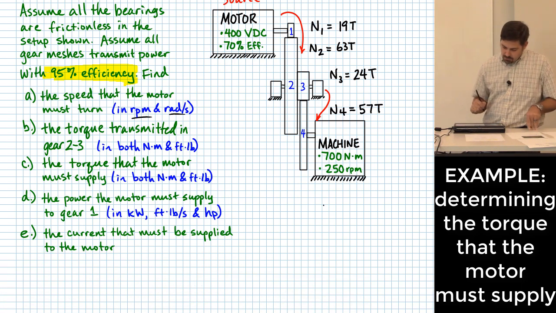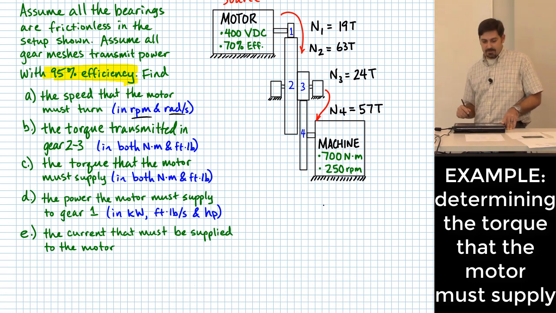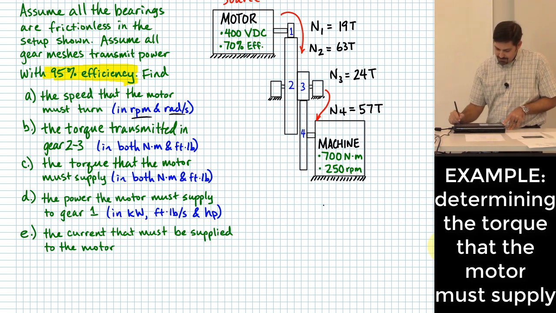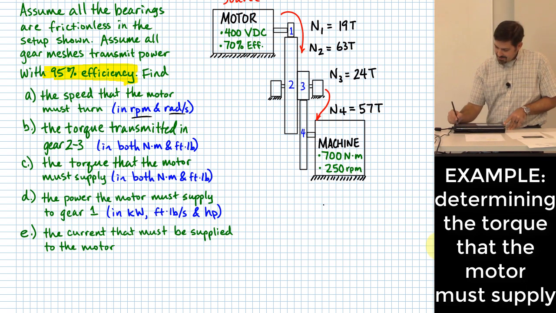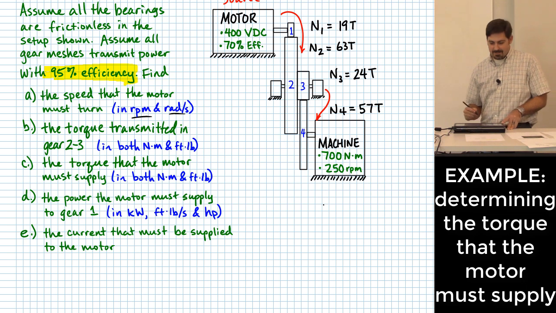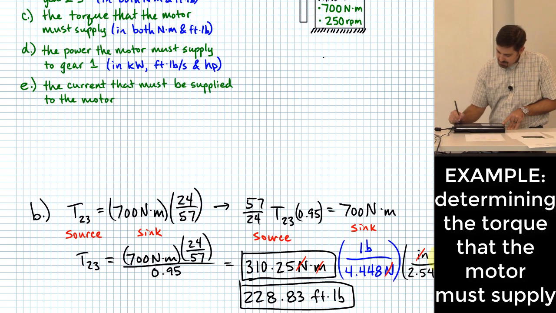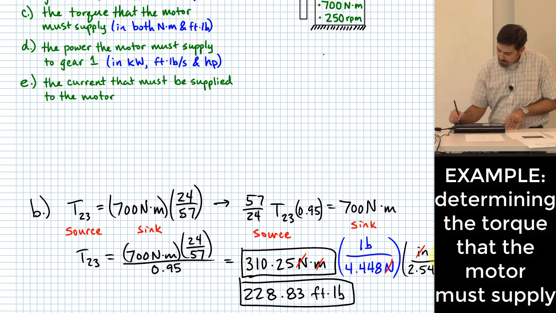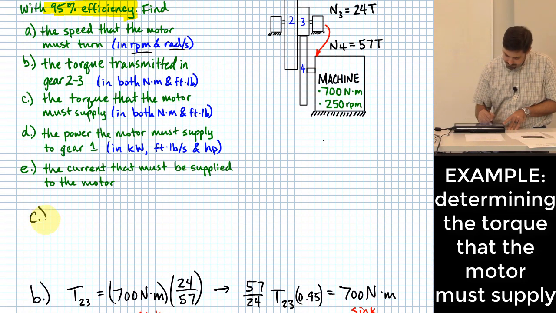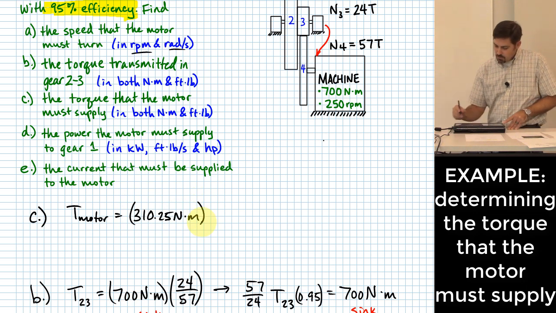Part C wants to know what's the torque that the motor must supply. Well, what do we have to do? Same thing again, right? We took this, we now have this 310.25 Newton meters. Okay, so T motor is going to be equal to the 310.25 Newton meters, okay, times what ratio?